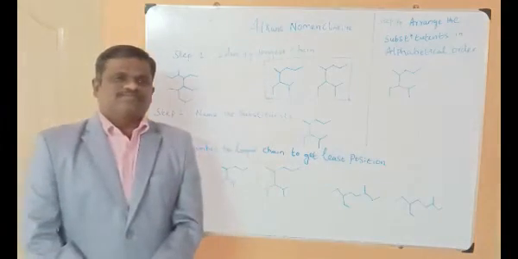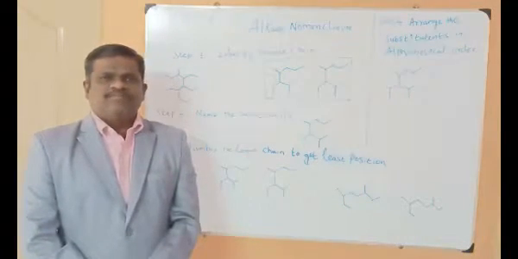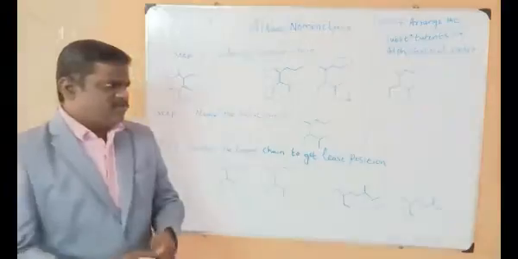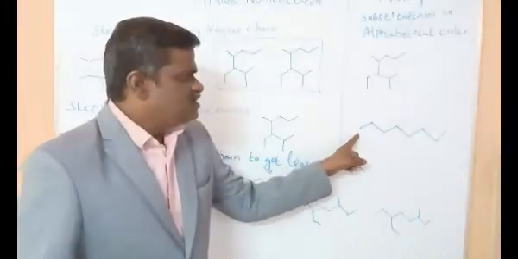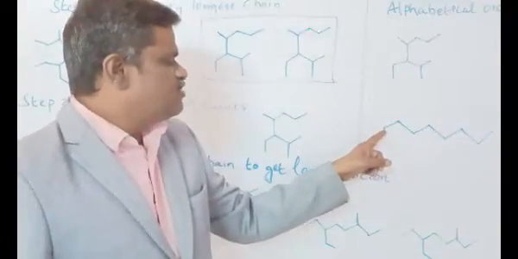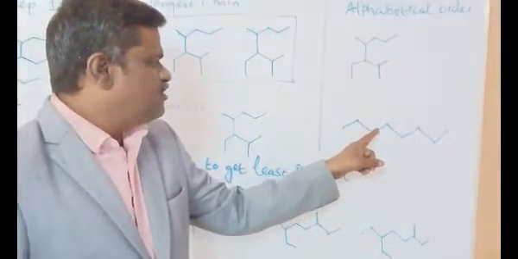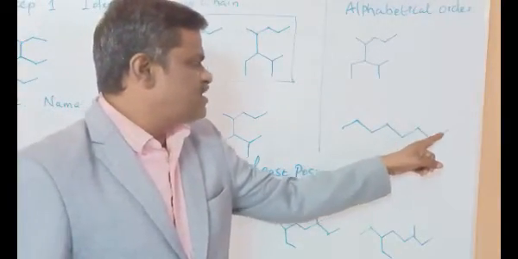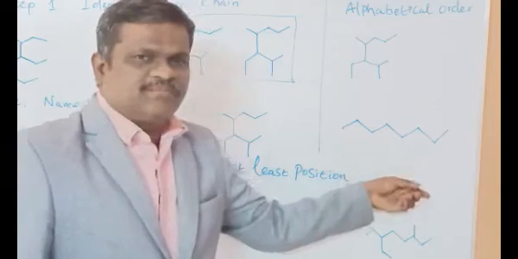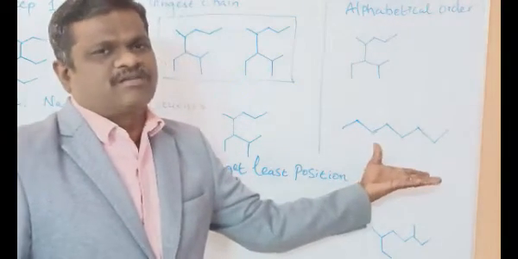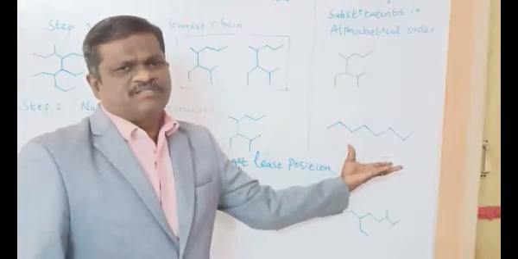Alkane nomenclature. It is very easy to name any linear alkanes. For example, in this case, this is a linear chain. So how many carbons are there? 1, 2, 3, 4, 5, 6, 7, 8. So 8 carbons are there, then we can call it octane. In this case, it is very simple.